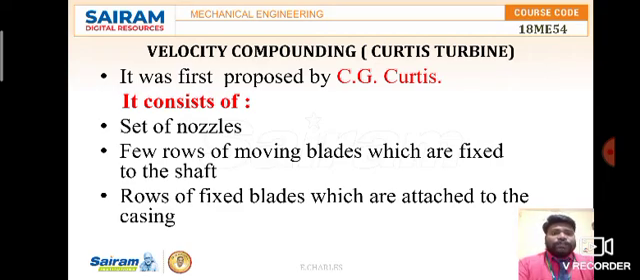So it consists of a set of nozzles, a few rows of moving blades which are fixed to the shaft, and then rows of fixed blades which are attached to the casing. You have to remember this. A set of nozzles will be there, and the moving blades are fixed to the shaft. They are always fixed to the shaft, so they will be moving, rotating. And the fixed blades are attached to the casing, so they won't rotate or move. They act as guide blades, and this is called a stator. So this is the arrangement or construction of velocity compounding.